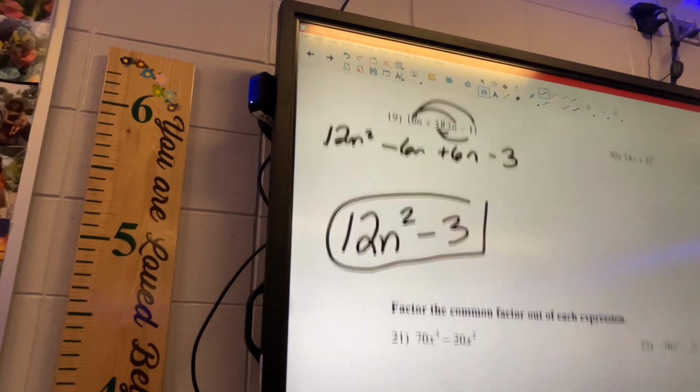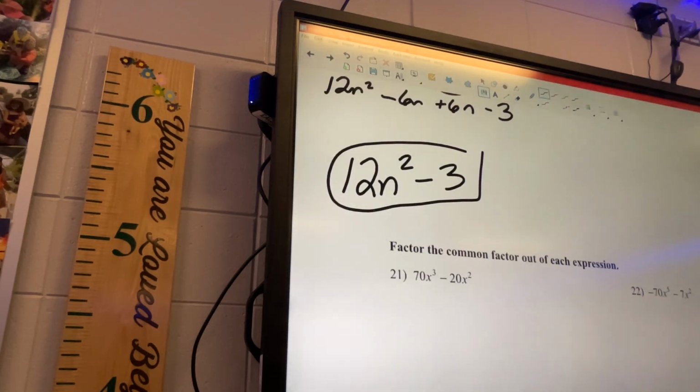Okay, 21, it's the opposite of what we just did, okay? So we just distributed, now we're backwards distributing. What numbers should you look at to start? The 20, because it's smaller. Okay, obviously 20 goes into 20. Does 20 go into 70? No. What number should you check next?